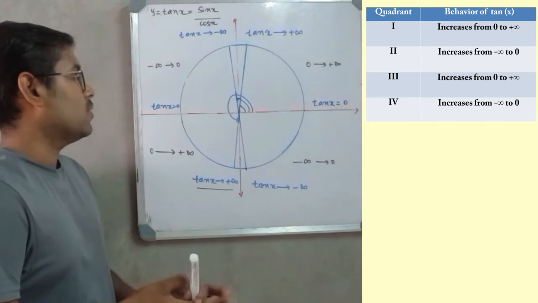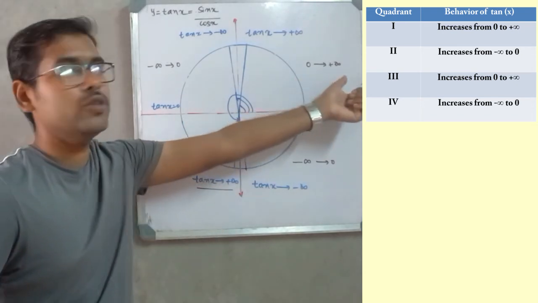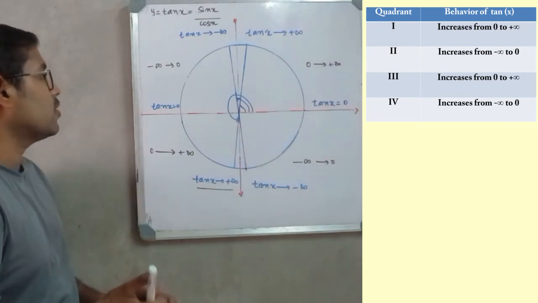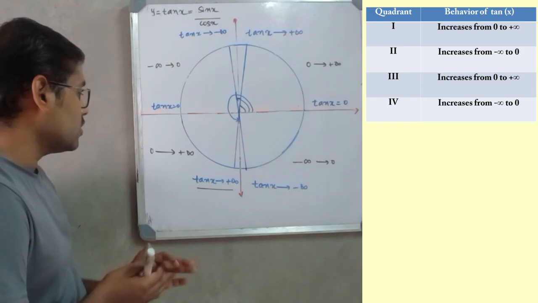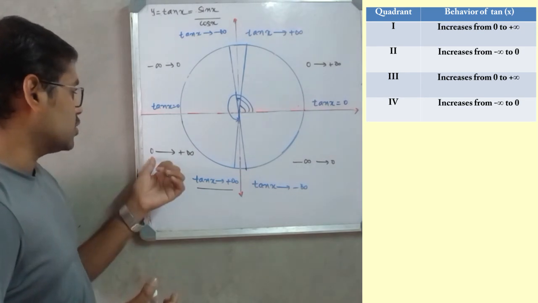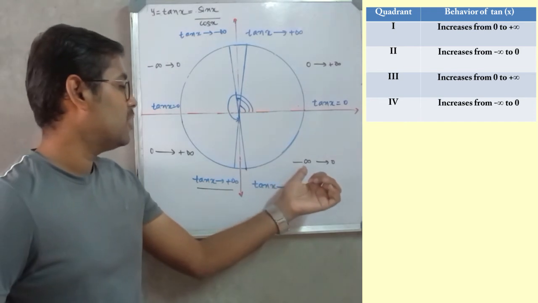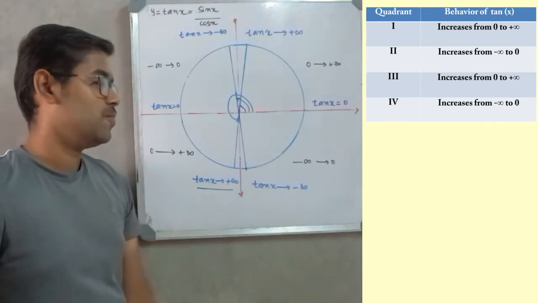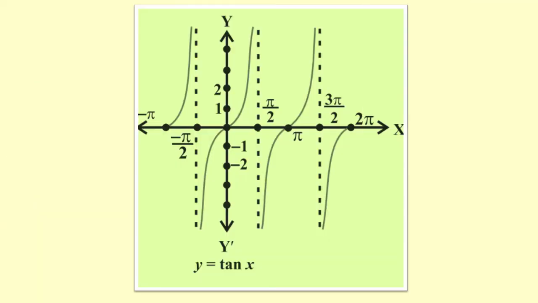So overall, the behavior of tan x is, in the first quadrant it increases from 0 to positive infinity, and in the second quadrant it increases from negative infinity to 0, and in the third quadrant it again increases from 0 to positive infinity, and in the fourth quadrant it again increases from negative infinity to 0. So using this information we can plot the graph of tan x.